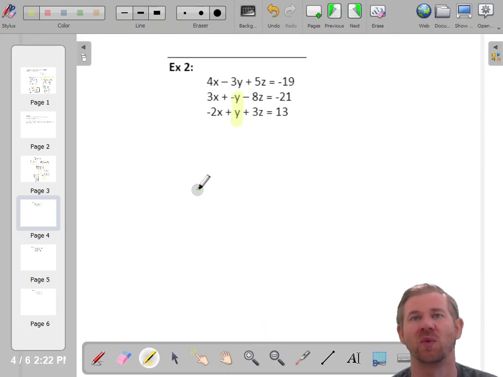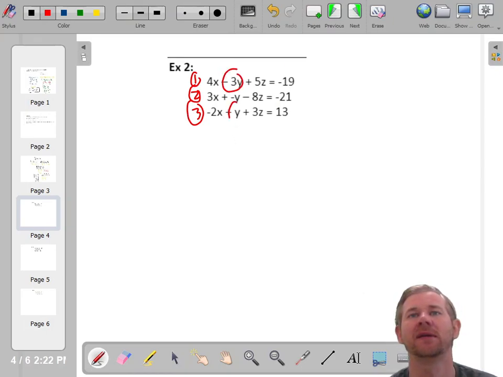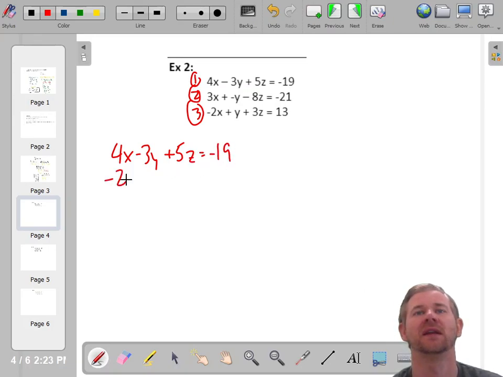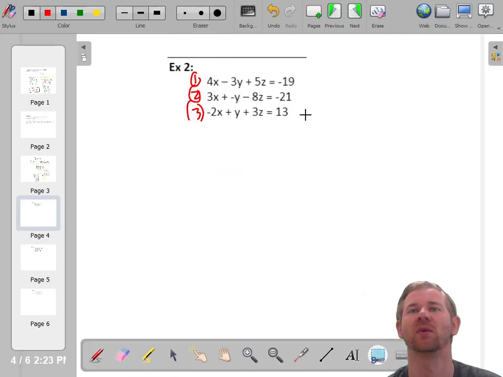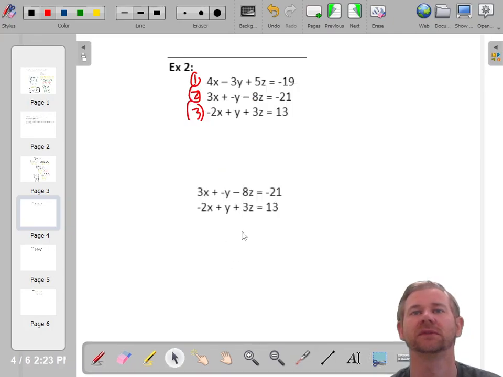I'm thinking I want to get rid of y. I'll probably do it with lines 2 and 3 the first time, and then maybe I'll pick 1 and 3 because I can just triple this guy. So for 1 and 3, I have 4x minus 3y plus 5z equals negative 19, and negative 2x plus, wait, I wanted to do 2 and 3. Why did I do that? Okay, try that again. I'm trying to get rid of y. Let's do these two. Okay, this is the easiest.